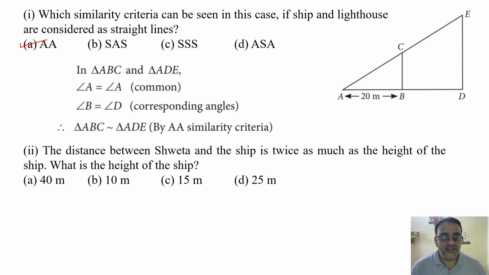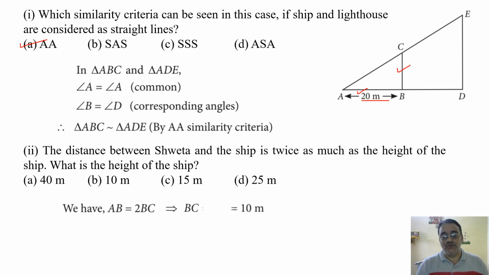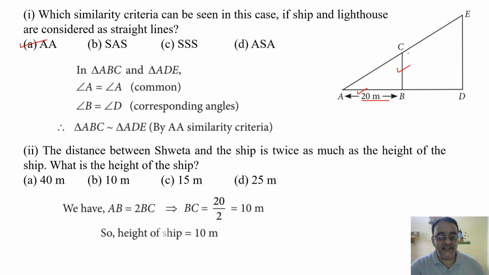Okay. Now the next question, the distance between Shweta and the ship is twice as much as the height of the ship. What is the height of the ship? Right? And that is AB is given. See, AB is given. AB is the distance from the Shweta and ship, and this distance is twice of BC. Statement clear hai? Yes, sir. That is AB is equals to 2 times BC, and the value of AB is given. So BC will be AB by 2, that is 20 by 2, so 10 meter, and the correct option is B.